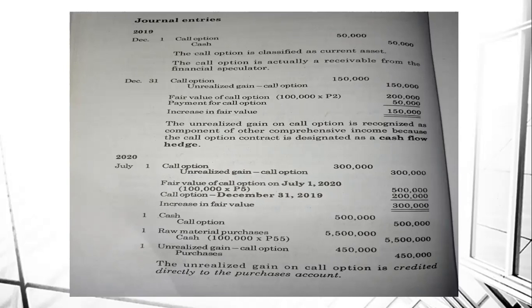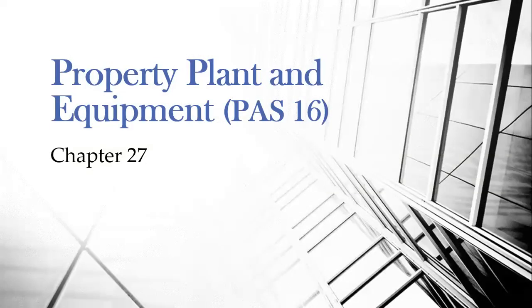Raw materials purchases. So, 5,500,000. So, 100,000 multiply mo sa 55. So, raw material purchases. Tapos credit cash, tapos unrealized gain call option nga 450,000, tapos purchases nga 450,000. So the unrealized gain on a call option is credited directly to the purchases account.